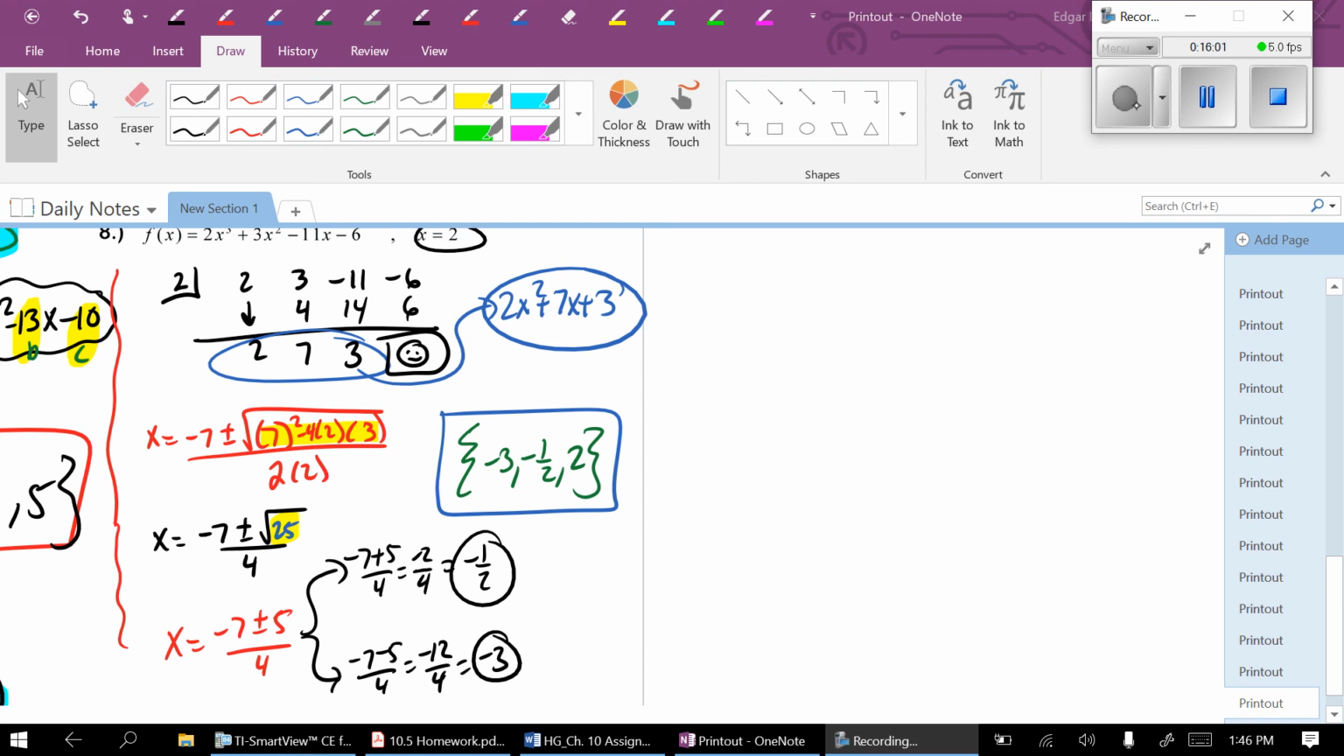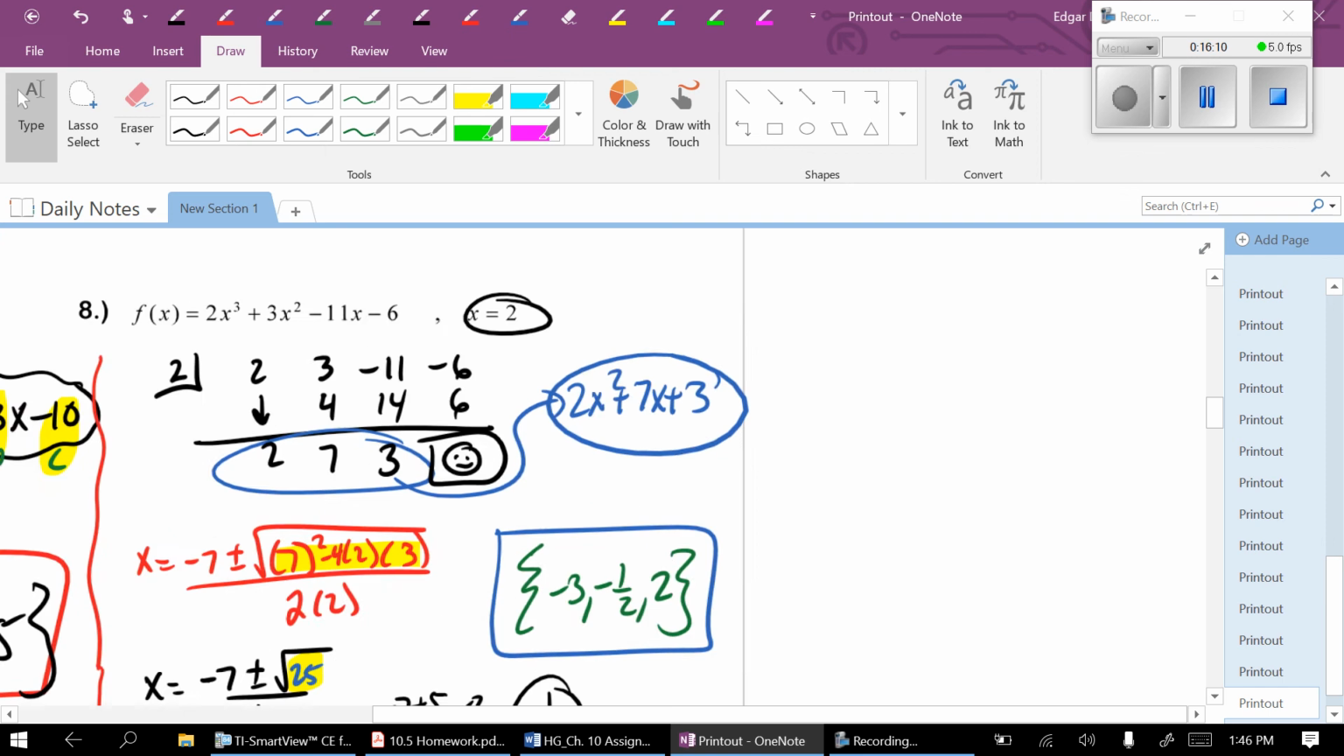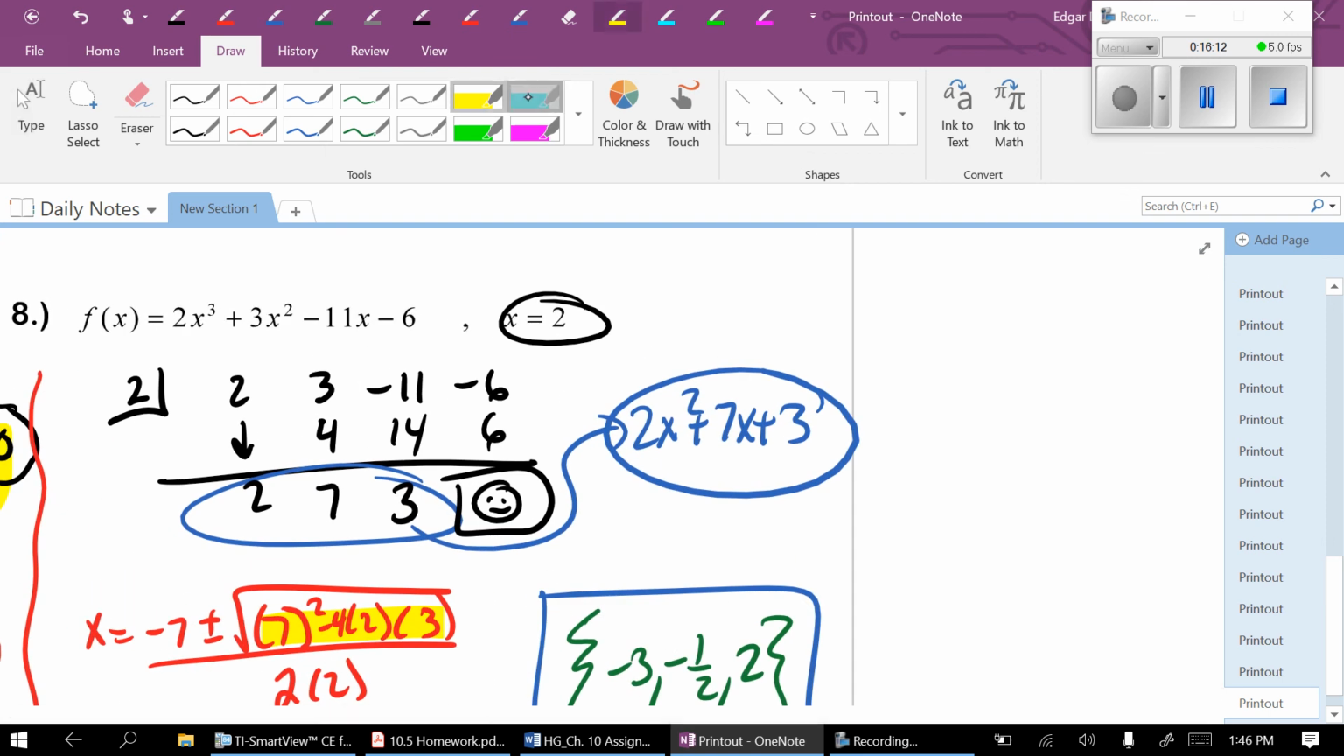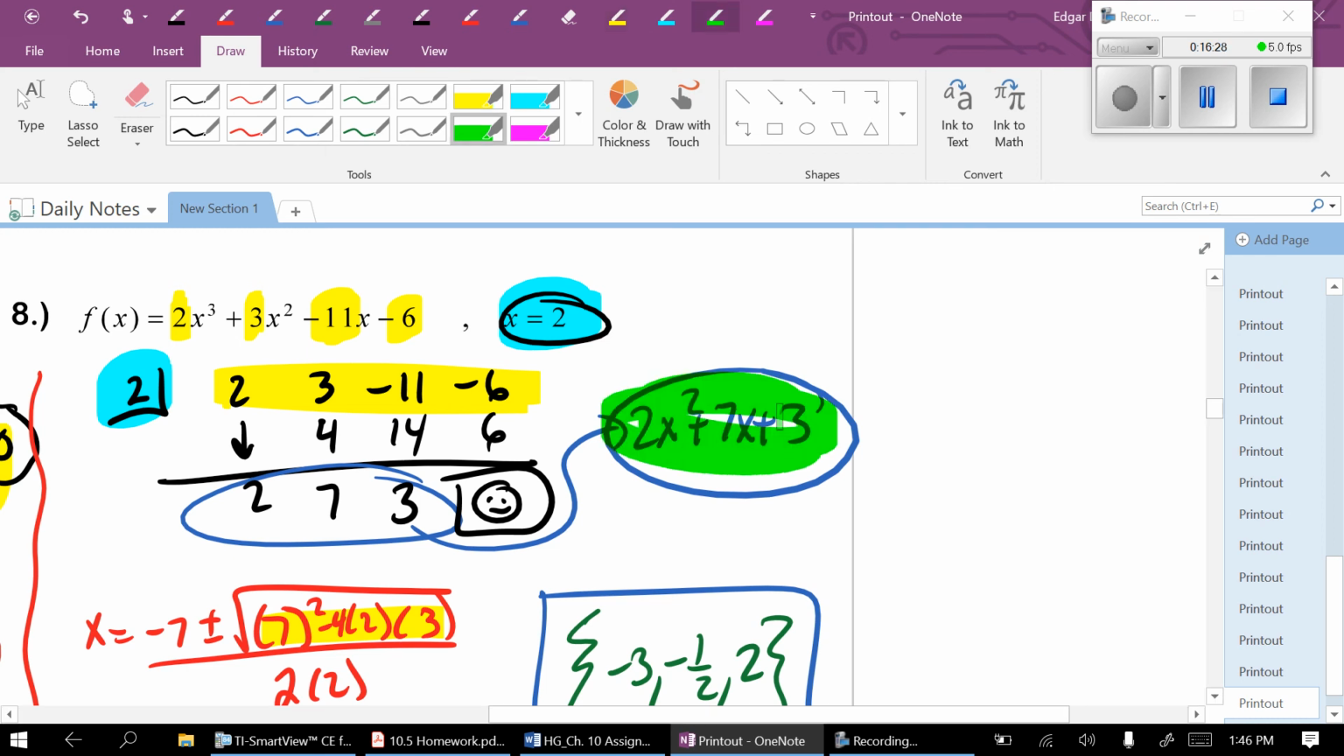Okay, guys, so check it out. Here is my final answer for problem number 8. Let me just walk you guys through it real quick, show you guys what I did. So what I did here was, once again, this is my first zero that was given, and I'm going to use it as my box number here. So I'm going to go ahead and set up my coefficients, 2, 3, negative 11, and negative 6. They're all lined up right here. Apply synthetic division, and after I do that, I end up with a brand new function.